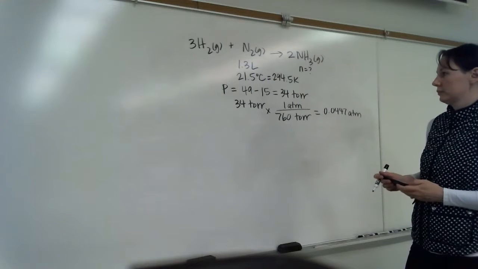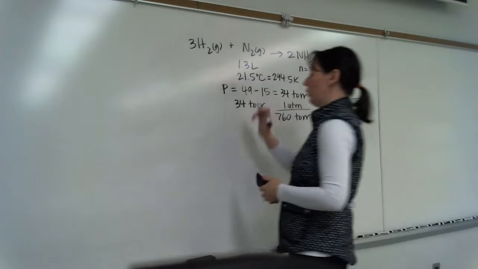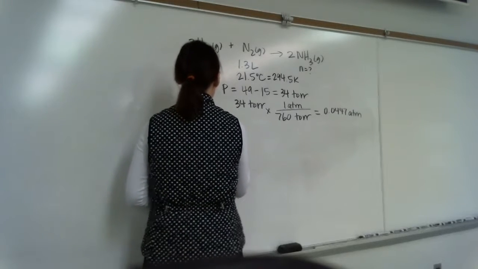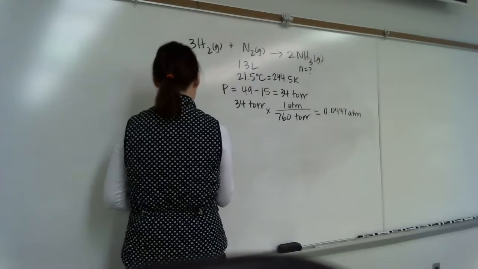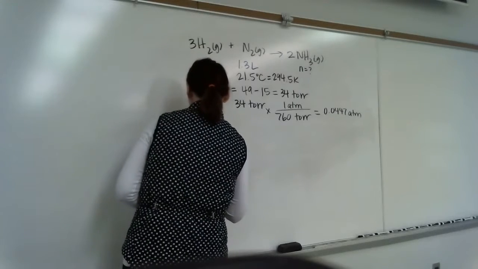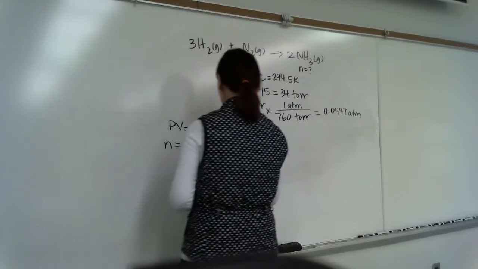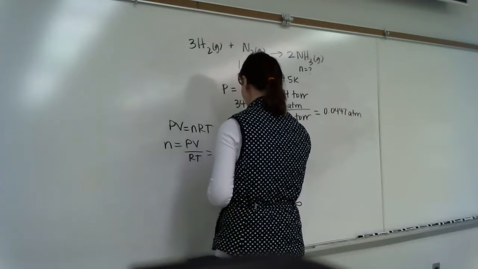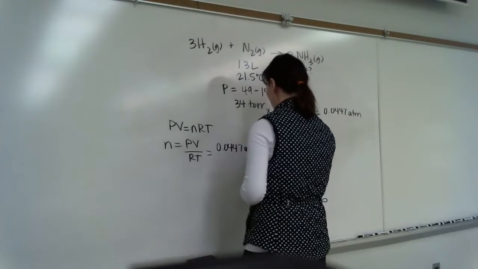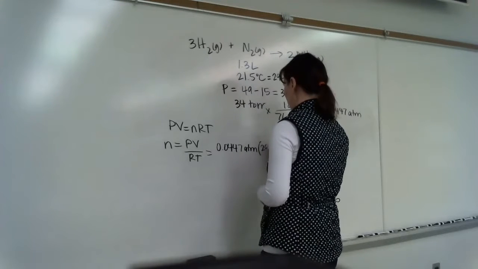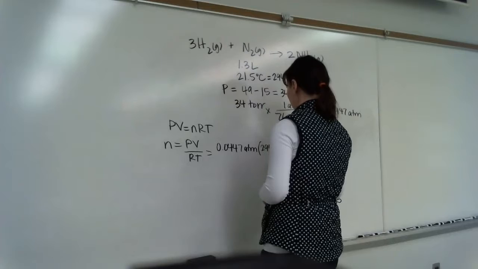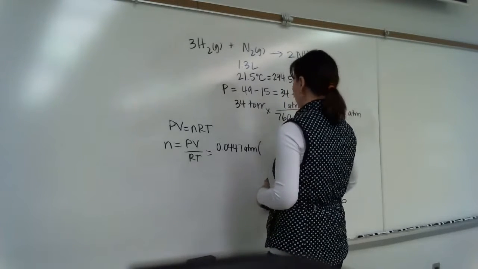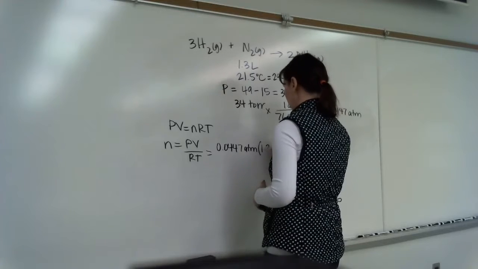So what do I need to do from all this mess? Solve for your number of moles of N2. Right, we need to get number of moles. So PV is equal to nRT. So n is equal to PV over RT. So my pressure is 0.0447 atmospheres. My temperature is 294.5. Plug in the volume. The volume is 1.3.